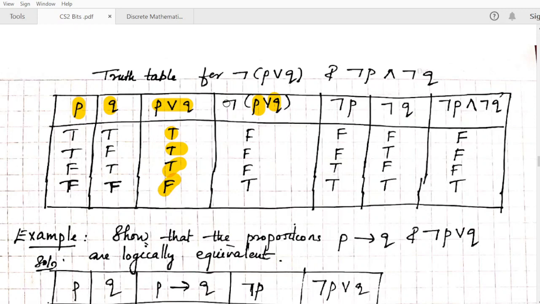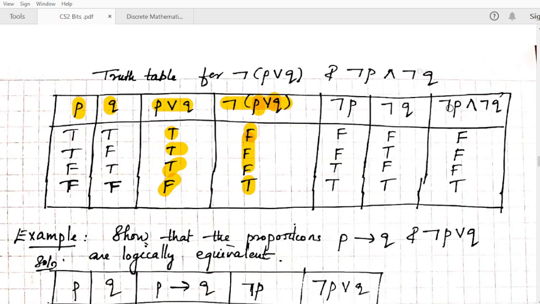Now we are going to find the negation of P or Q. Negation of P or Q means what? If here it is true, it is false. The negation will be the contrary. So the negation of a true proposition is false, and for a false proposition, the negation is true. So this is the truth table for our proposition negation (P or Q).